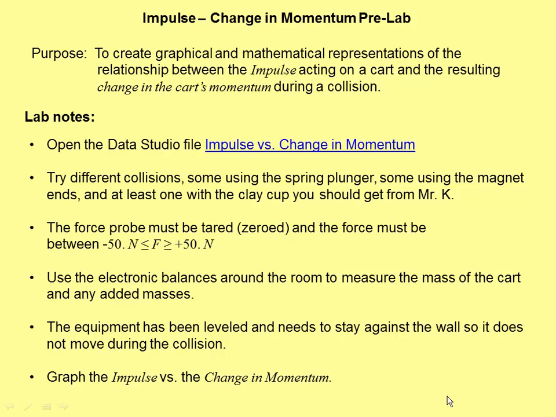And don't forget here, you're going to graph impulse versus change in momentum. Impulse on the vertical axis, change in momentum on the horizontal axis. Linearize it if need be. Go to the website, put in your slope. If it takes it, everything's good. If not, call me over and we'll figure out where you made a mistake.